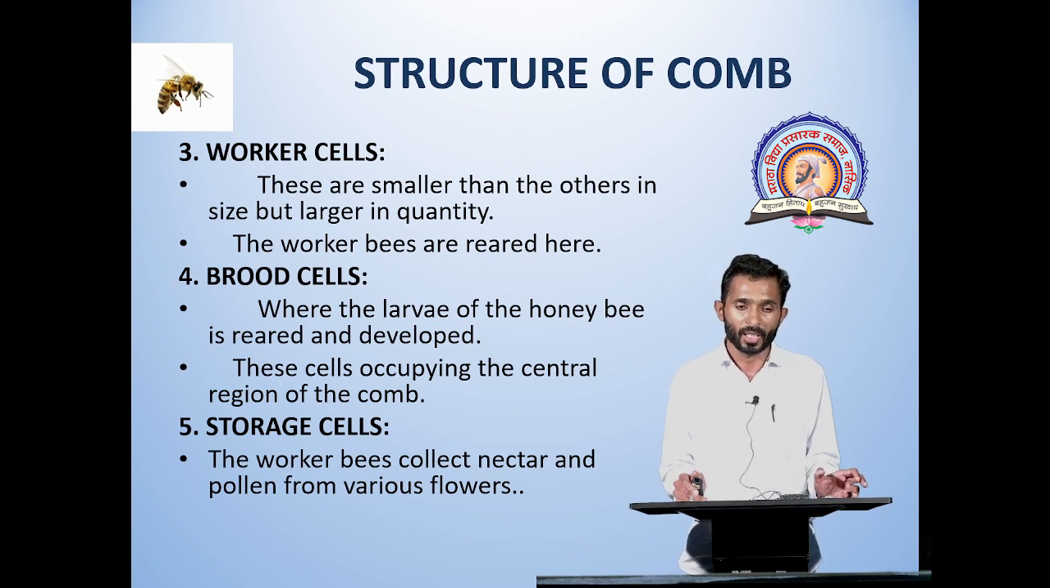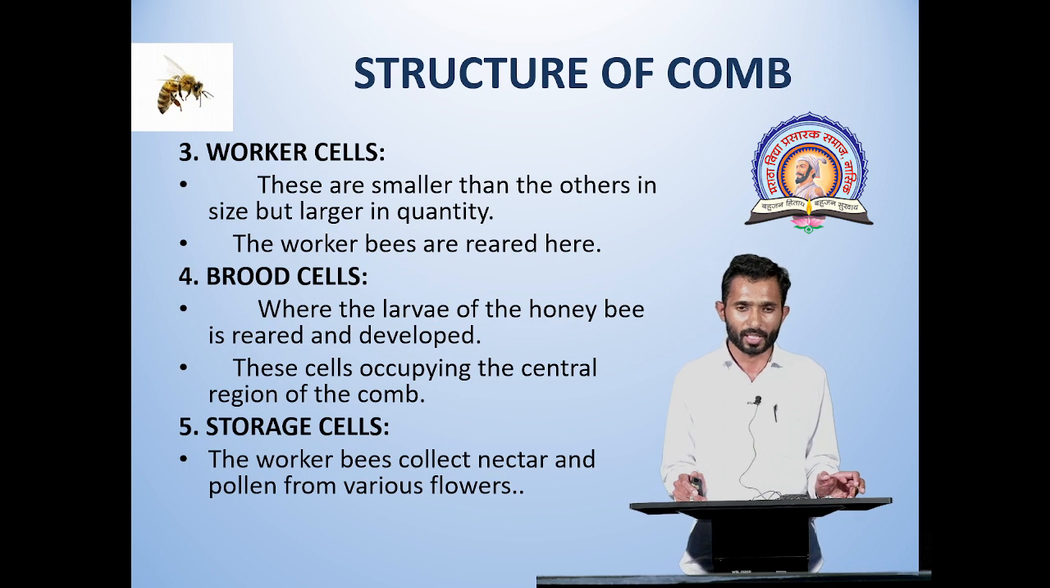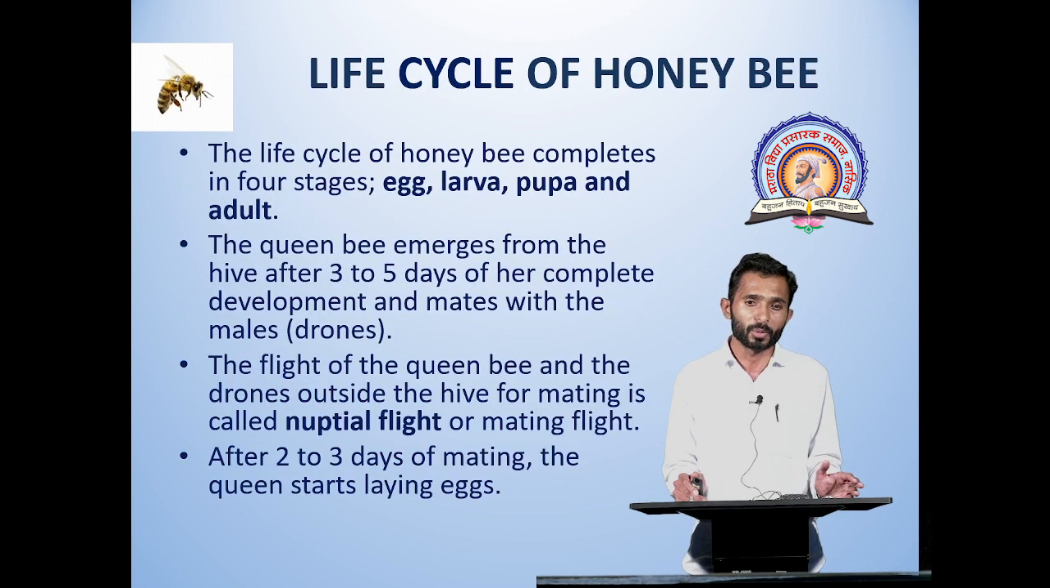And the last, very important part of the comb is the storage cells. When the worker bees go outside the hive, they collect nectar, pollen, water, etc. That means the food material. This food material is stored in the storage cells. So this is all about the hive and the different kinds of cells present in the hive.